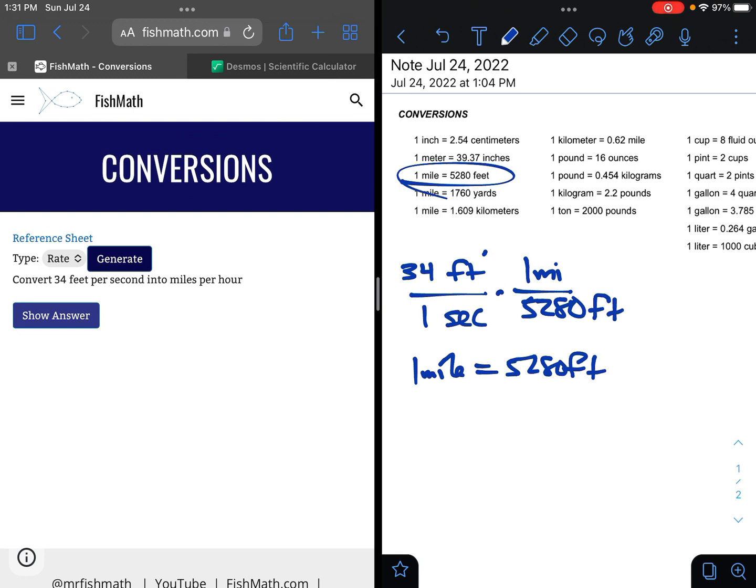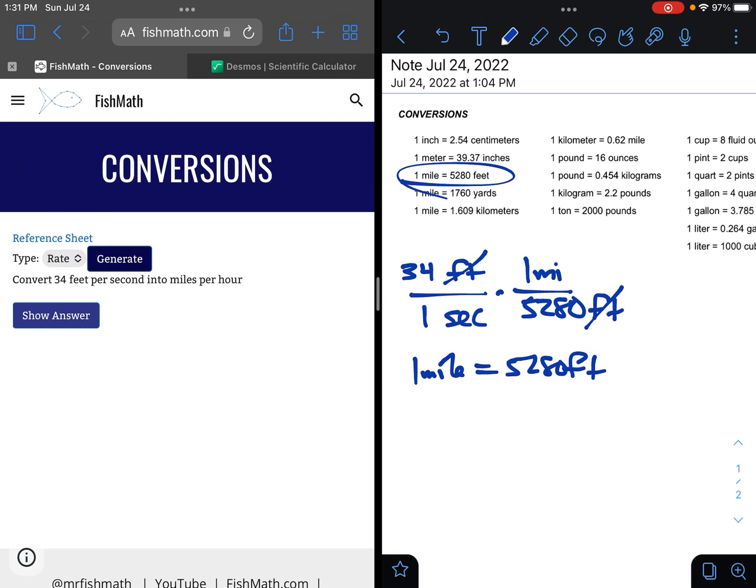And what this does is the feet, one at the top and one at the bottom, will cancel out, and you're left with just the miles that we're looking for. So that's why we want to use this. And also, this fraction is equal to 1, because 1 mile equals 5,280 feet. So multiplying by it doesn't actually change the value, it'll just change the units. The number will also change, but it's equal to what we started with, the 34 feet per 1 second. So there's our first conversion ratio we're going to use, and that'll get us to miles.